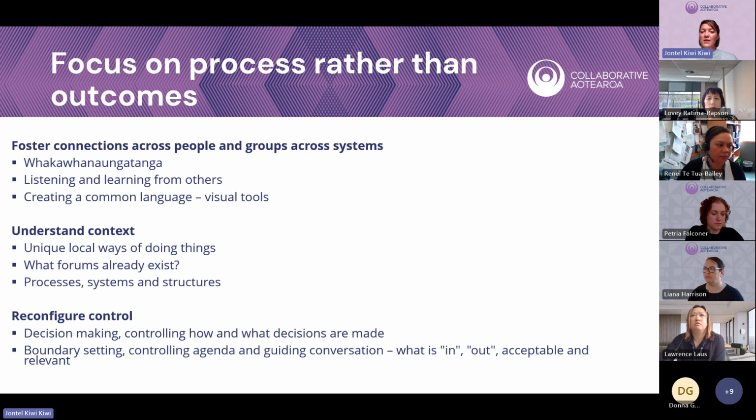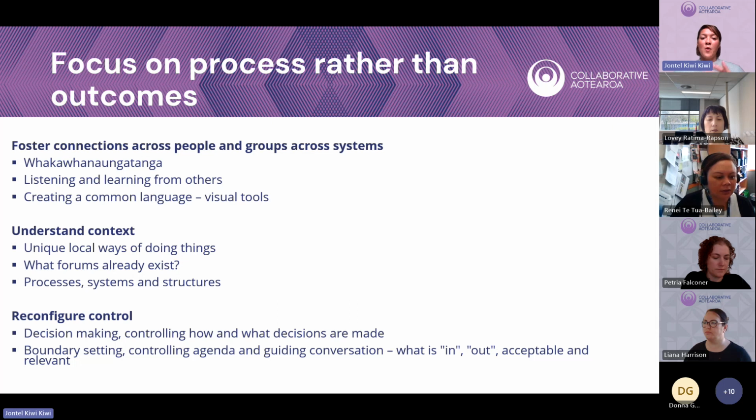So creating that common language, and then a way that we can configure that control is by setting boundaries on the kaupapa or the kōrero, controlling the agenda and guiding the conversation. So determining what's in, what's out, what's acceptable and what's relevant. And everyone's on the same kaupapa and everyone has the same power in the room. And that way we're able to actually steer those conversations to where the group has agreed that they want them to go.